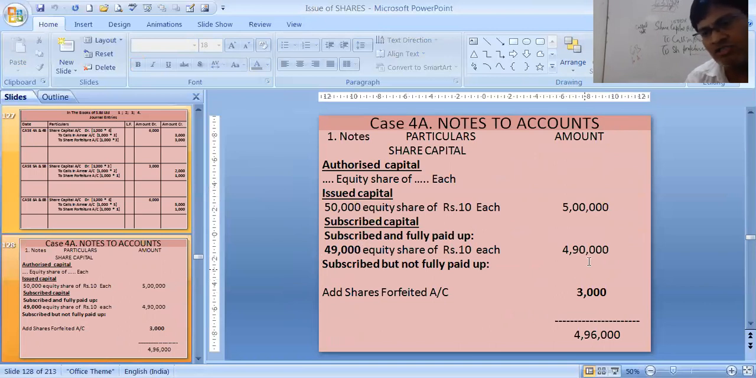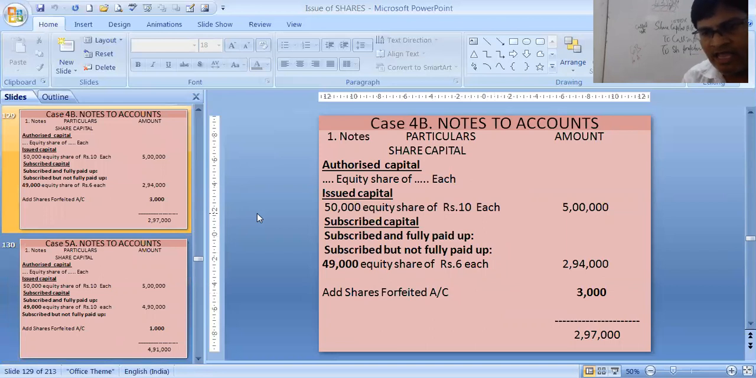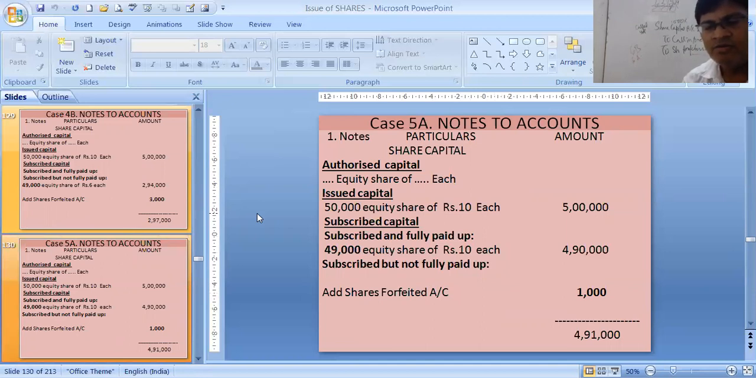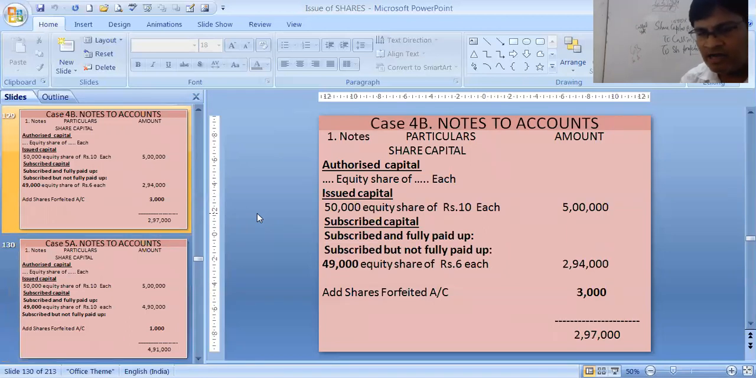Subscribed and fully paid is also same in all the cases, 4,90,000. Subscribed but not fully paid up, no shares are there because those shares of Rishabh are already cancelled. Only the forfeiture part of each case. In case 5A, the forfeiture was 3,000, that we are adding. In case 4A and 4B, the forfeiture value was 3,000, that we have added. See, that we have added in 4A and 4B. And in case 5A, again, we have made one more thing, students.